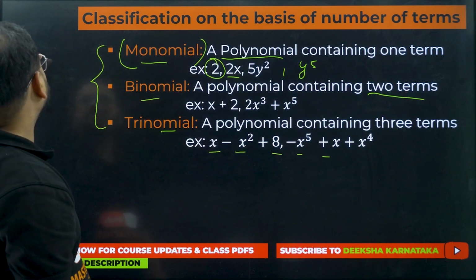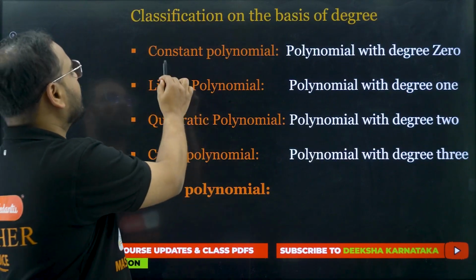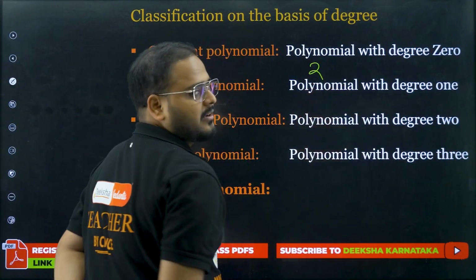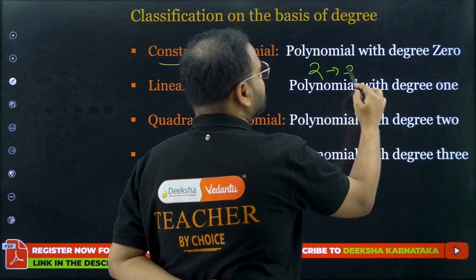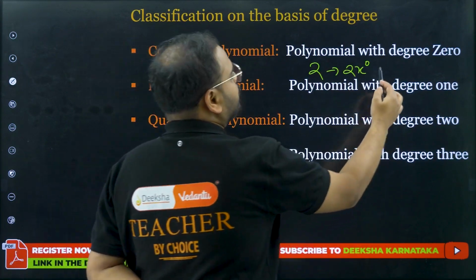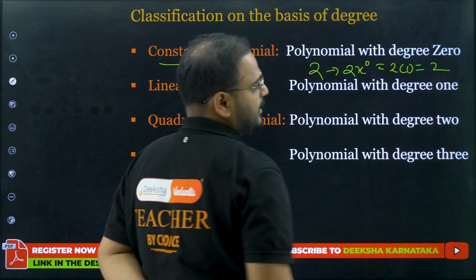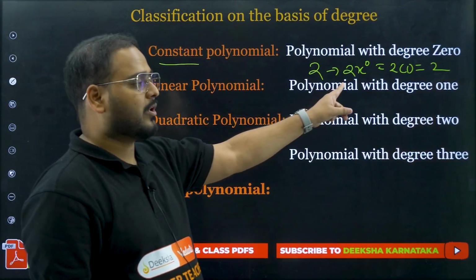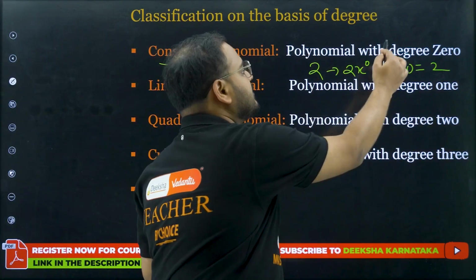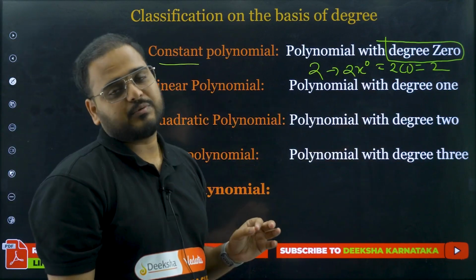Moving on. This is very simple. On the basis of degree: constant polynomial. What is it? When the degree is 0. How come? If 2 was given, I can write this 2 as 2 times x power 0. How much is that going to be? 2 times 1, simply 2, because x power 0 is 1. So a constant polynomial is a polynomial with degree 0. Very, very important. They ask this directly in the MCQ side.